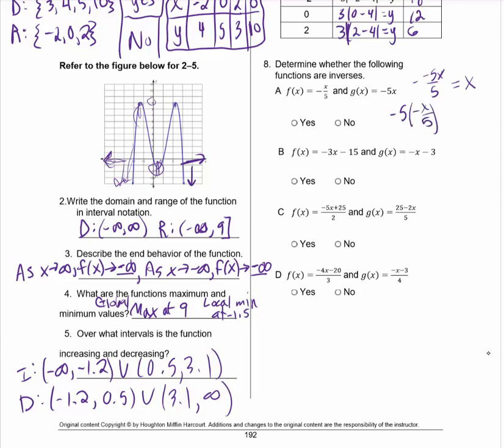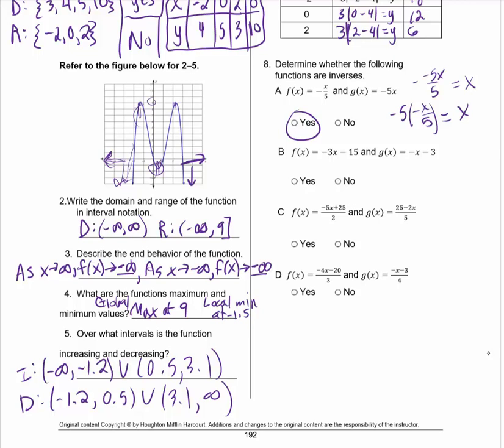And then I think about how things cancel. The negatives cancel, the 5s cancel. I also get x. That is like the definition of things being inverses of each other, a fancy definition that when you plug them into each other, you end up with just x.